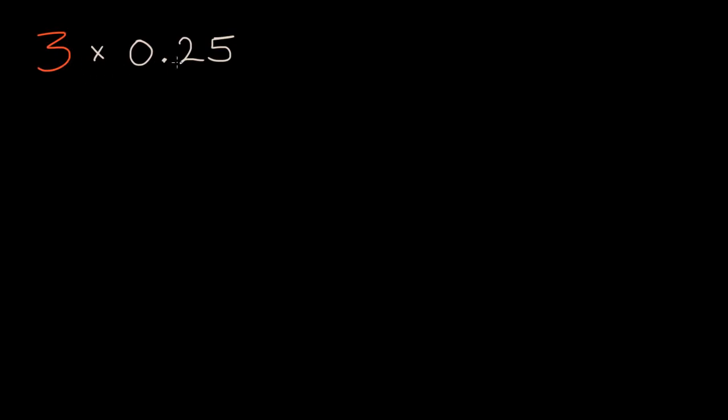So here, 3 times 25 hundredths. There's a couple of ways to think about it. One way is to say, hey, this is the same thing as 3 times, and I'm just going to write it a different way, 25 hundredths. So if I have 3 times 25 of something, what is it going to be? Well, what's 3 times 25? Let's see. 2 times 25 is 50. 3 times 25 is 75. So it's going to be 75.